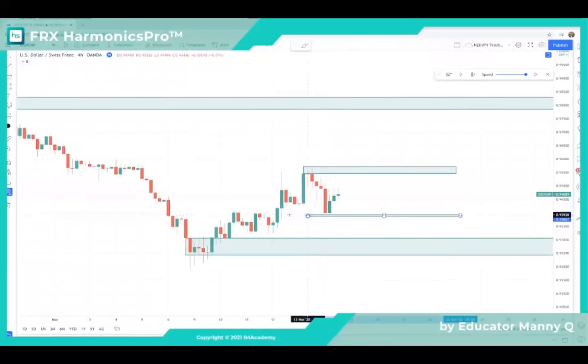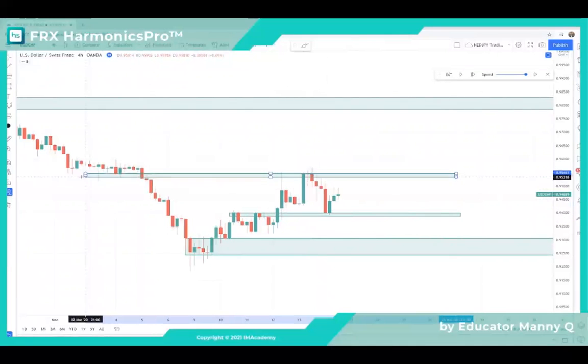Right over here in the market, let's see if we have some valid PRZs. We have some valid PRZs over there. Let's see if we have some valid PRZs over here. We have some valid PRZs right over there.